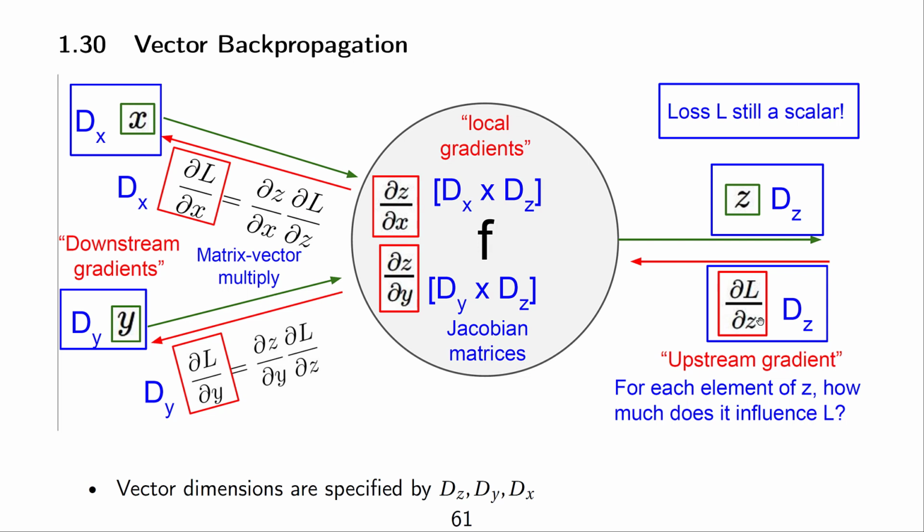Looking at the data, we can observe that the data traveling in both directions has the same dimensionality. So z has dz dimensions, dz components, and the gradient also has dz components. The same is true for these other edges.